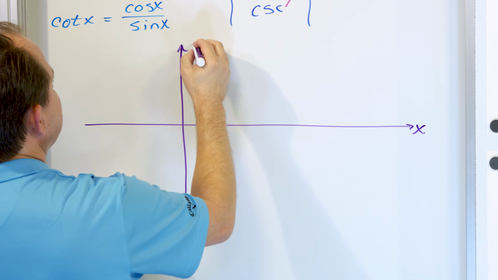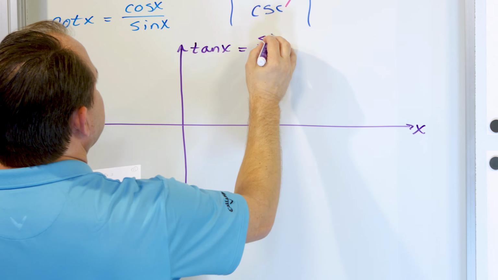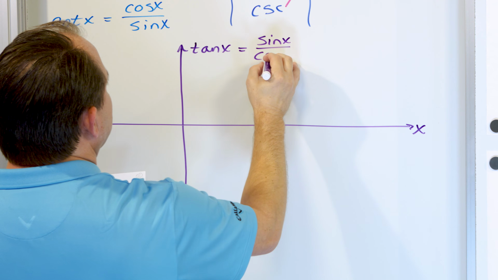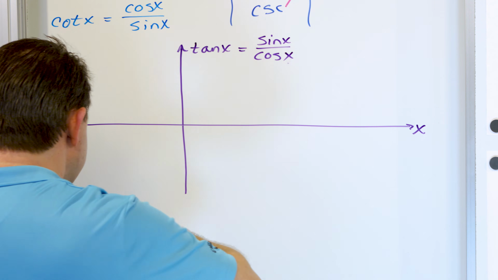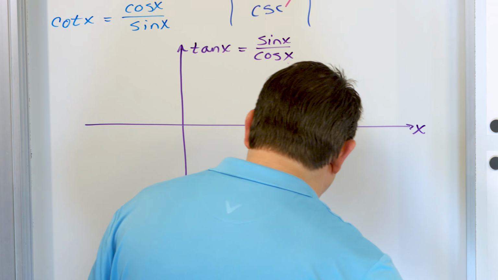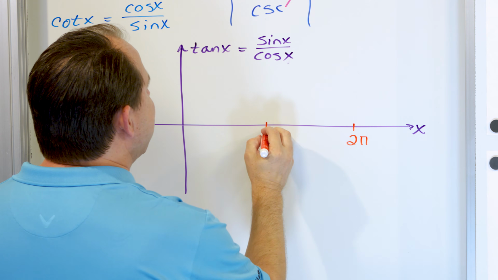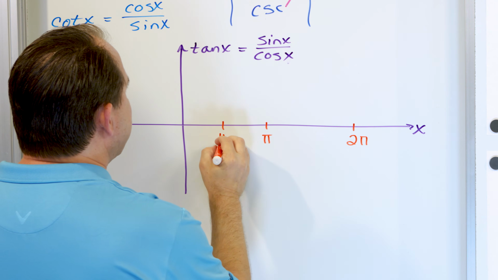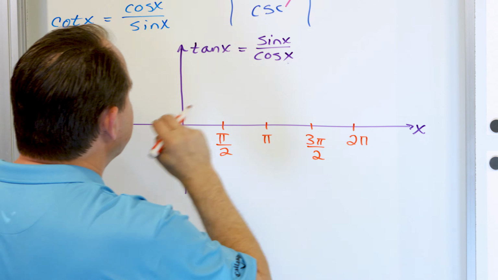So here we're going to have tangent of x, which we know is equal to the sine of some angle divided by its cosine of the same angle. All right? Now, what do I label for the x-axis? So I'm going to do the same thing I always do. This is 2 pi. Half of that is pi. Half of that is pi divided by 2. And then over here we have 3 pi divided by 2.